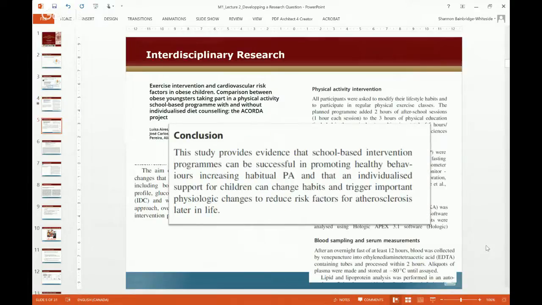And here was the conclusion of that study. The conclusion was that school-based interventions can be successful in promoting healthy behaviors, promoting physical activity and an individualized support system for children. And not only can they change habits, but they can trigger physiological changes. So when they measured these risk factors for atherosclerosis, they were showing improvements.